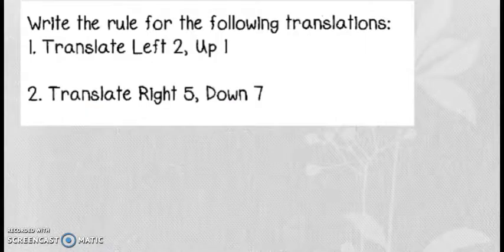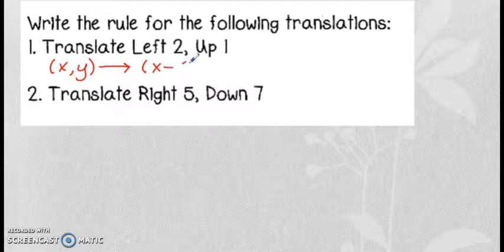In this example, we want to write the rule for the following translation. So the first one, we want to translate to the left 2 and up 1. We will always start with writing the pre-image, which is always X and Y as the ordered pair. You then draw an arrow to show that we are moving it. We start with X, and left means minus. 2 is how many we're moving. Put your comma. Y, up is plus, and we're moving up 1.